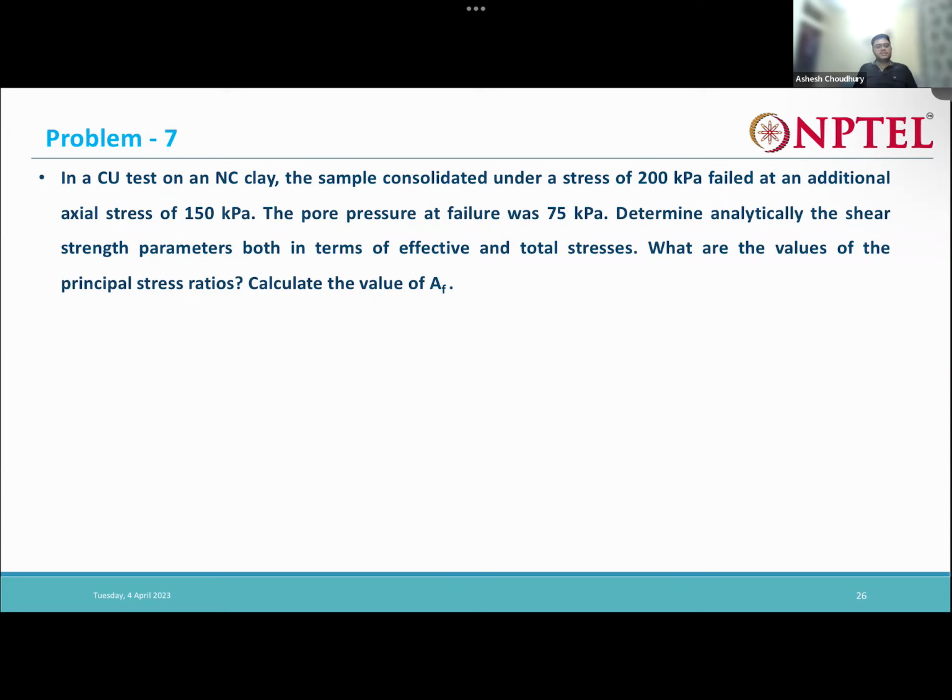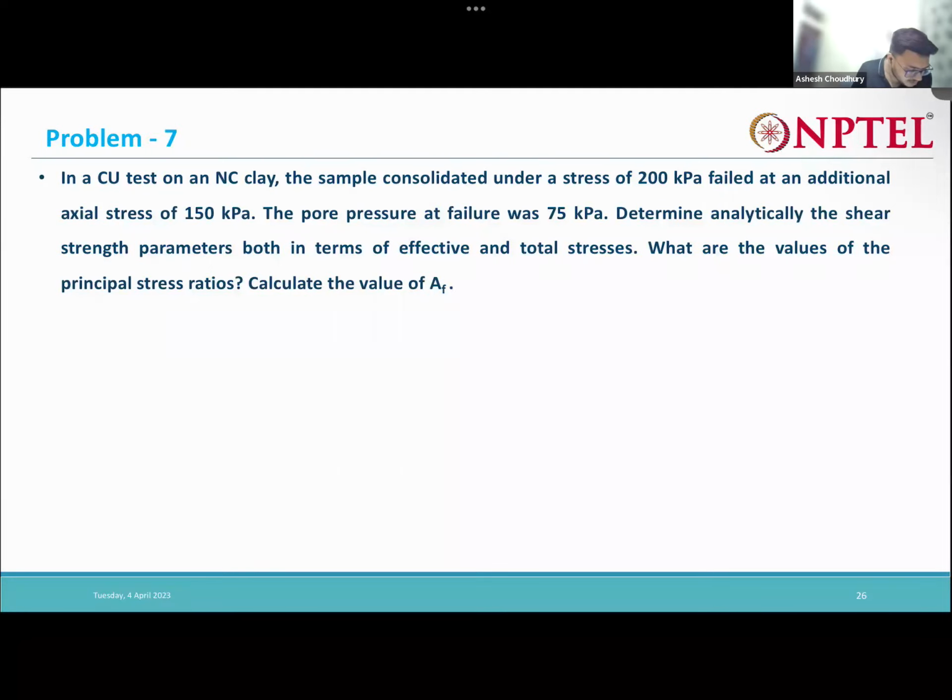What are the values of the principal stress ratios, both effective and total? That is, sigma 1 dash by sigma 3 dash and sigma 1 by sigma 3. Both of these we need to determine, and also calculate the value of the A parameter at failure, AF. So for normally consolidated clay we are doing a CU test. This was consolidated under a stress of 200 kPa, and it failed at an additional axial stress of 150 kPa, right? So we need to determine analytically.